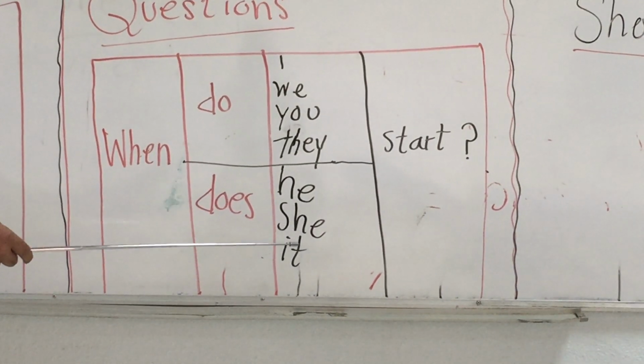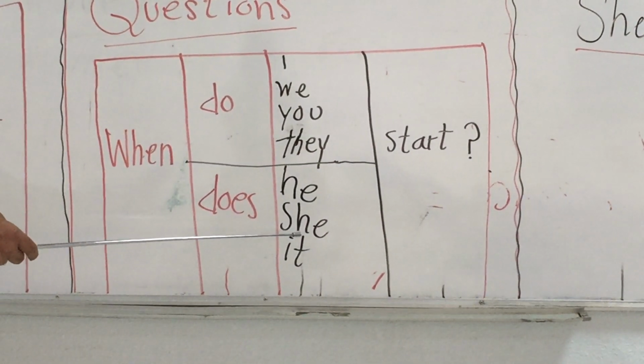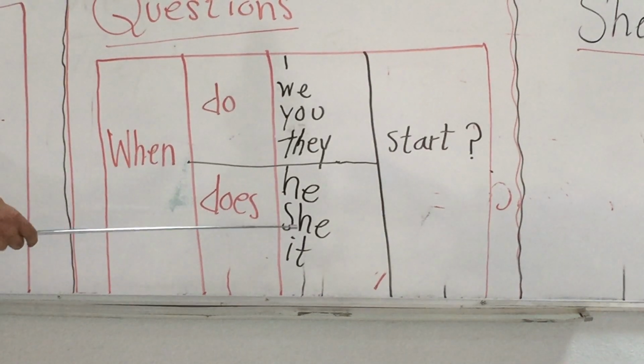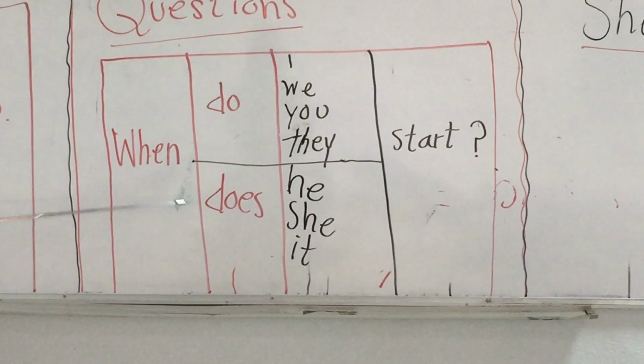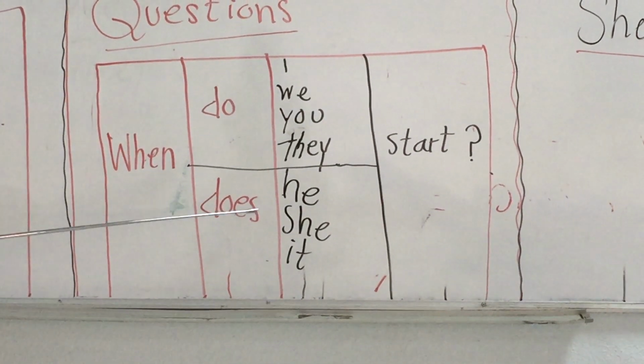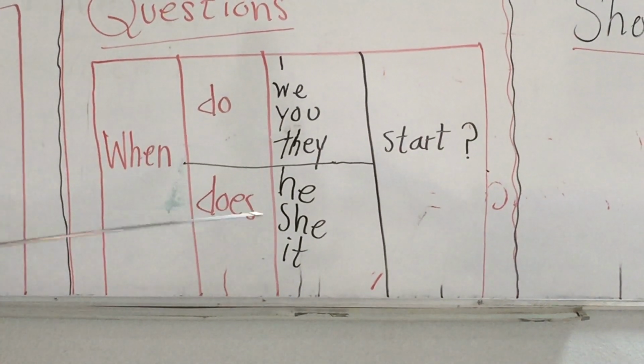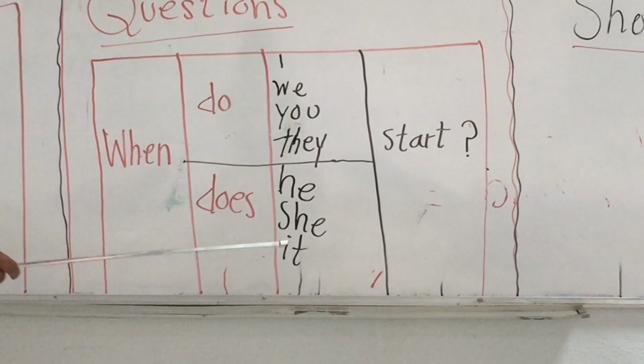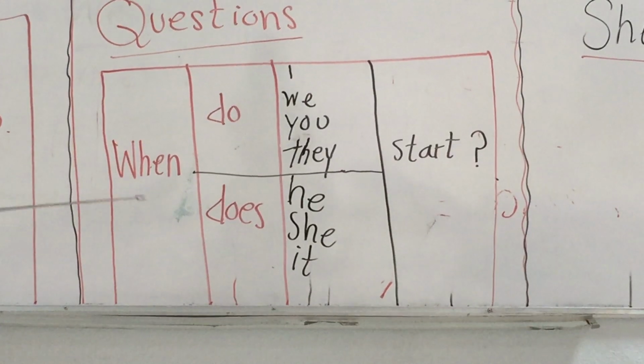Now, dear friends, look at these subject pronouns he, she, it, and you know that with he, she, it, we always use the S form of the present tense form. So look at the sentences. When does he start? When does she start? When does it start?